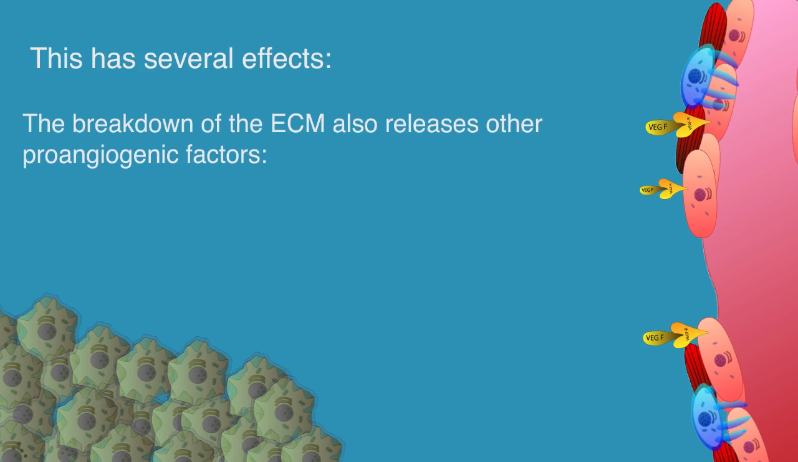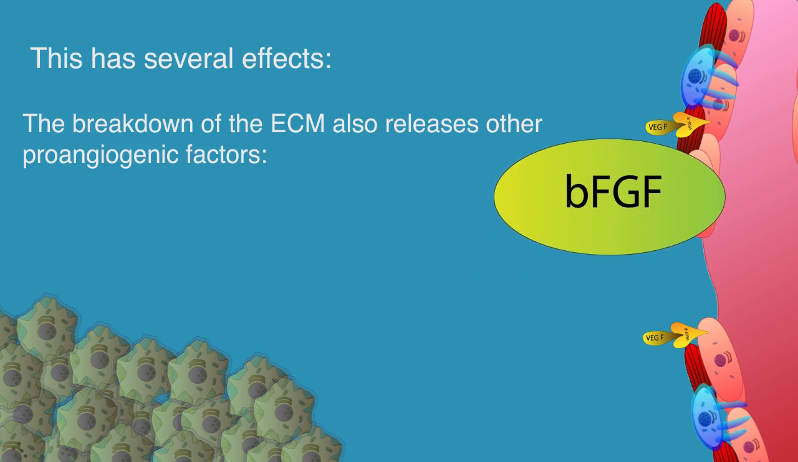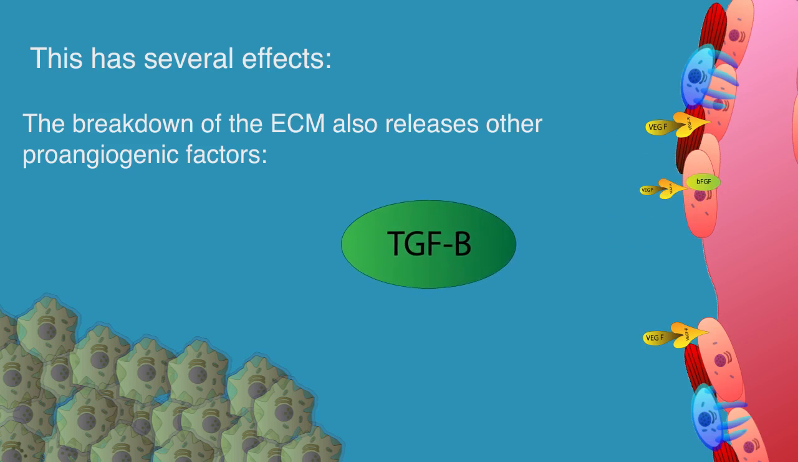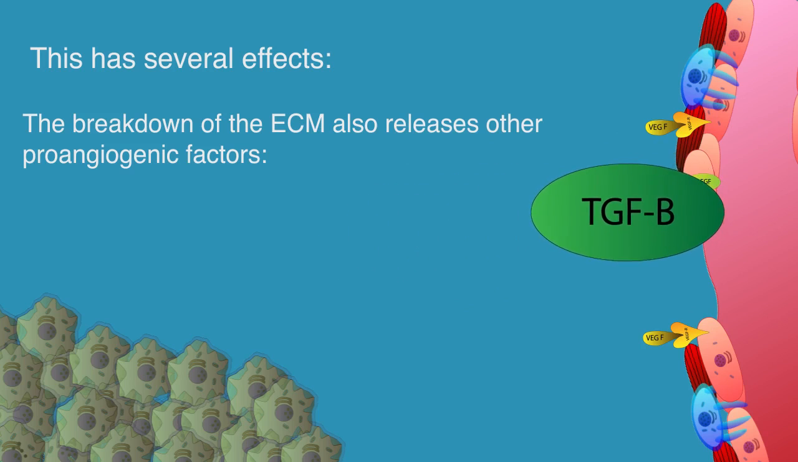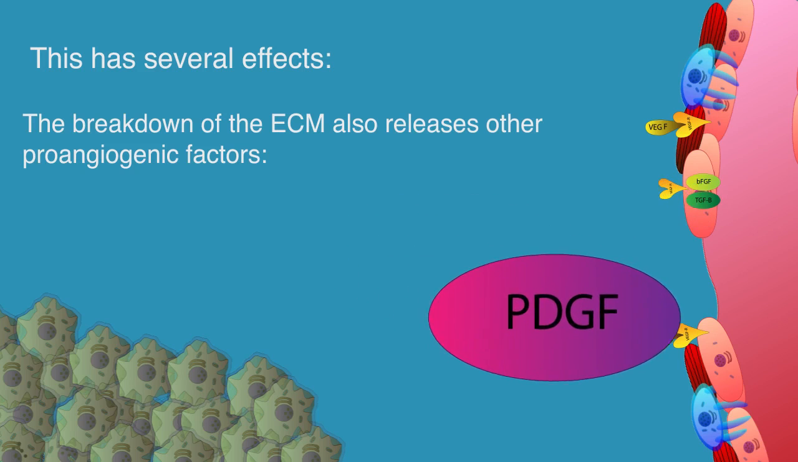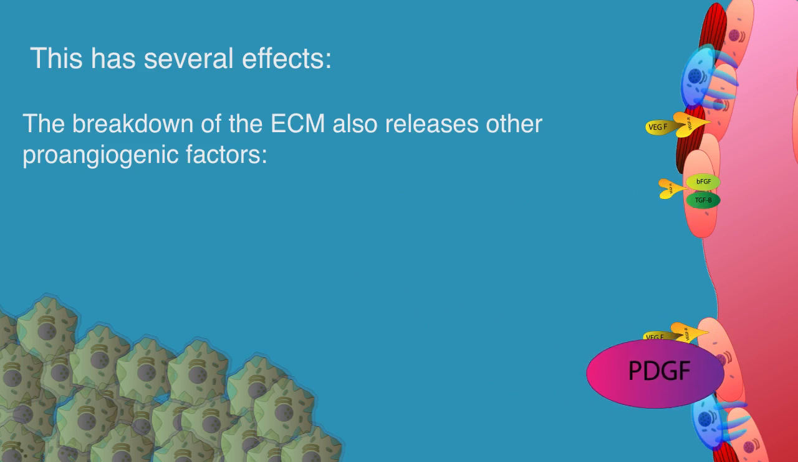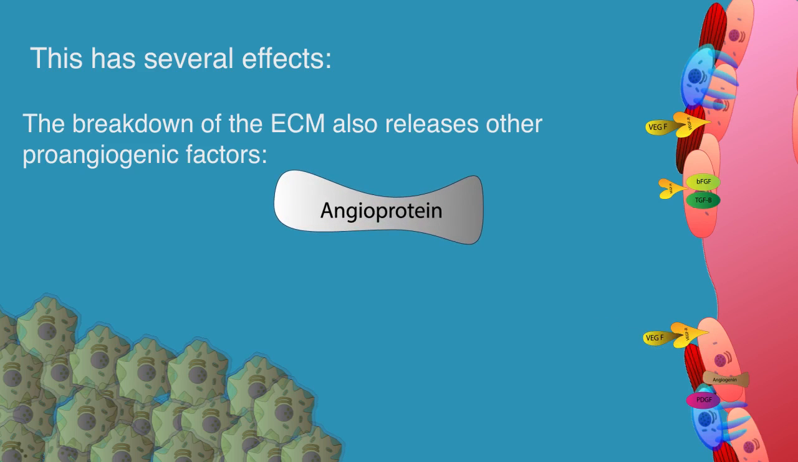The breakdown of the extracellular matrix also releases other pro-angiogenic factors. For example, basic fibroblast growth factor, transforming growth factor beta 1, platelet-derived growth factor, angiogenin, and finally, angiopoietin.